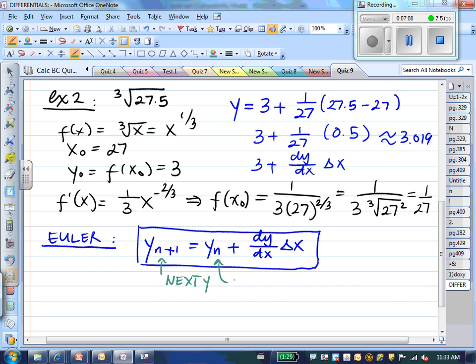This right here is the previous y. This right here is the slope specifically of the tangent line. And this right here is the change in x. But put those two together. Remember the delta x and the dx cancel, and that whole entire thing is just delta y or dy. That's really the change in y.